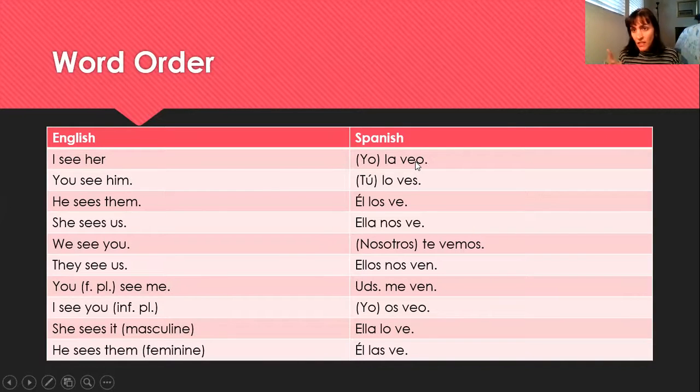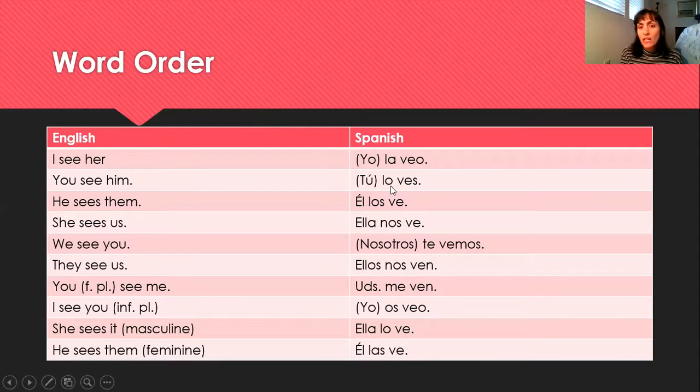Ver means to see, and yo veo, tú ves, él ve, ella ve, usted ve, nosotros vemos, vosotros veis, y ellos, ellas, ustedes ven. In this case, I see would be veo, and I could leave out the yo because veo always goes with yo. But when I see her, I'm going to say the her first. Her I see, la veo.